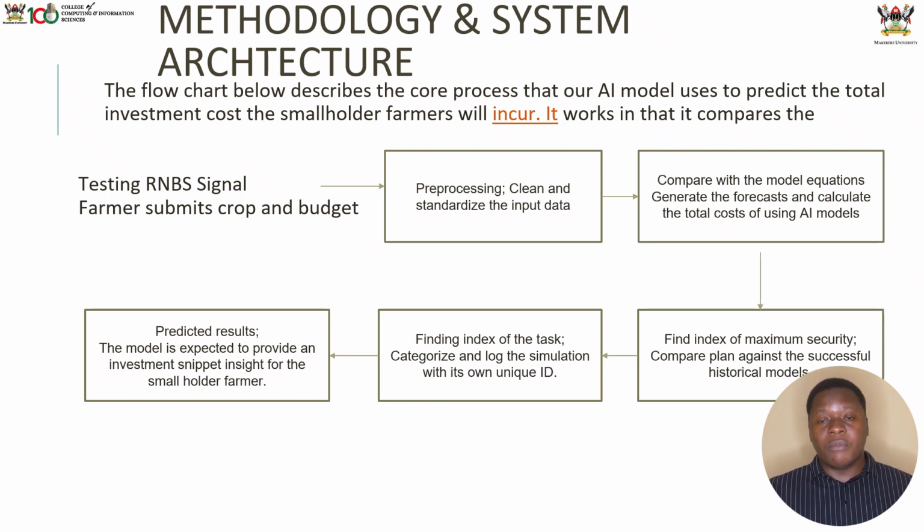Then we shall compare with the model equations which generate the forecasts and calculate the total costs of using the model. Then we shall find the index of maximum security, which compares our plan against the successful historical models. Then finding an index of the task, categorize and log the simulation with its own unique ID. So after that, we shall have our predicted result, which is the total cost that we expect to provide an insight of the snippet for the smallholder farmer as an agricultural plan.